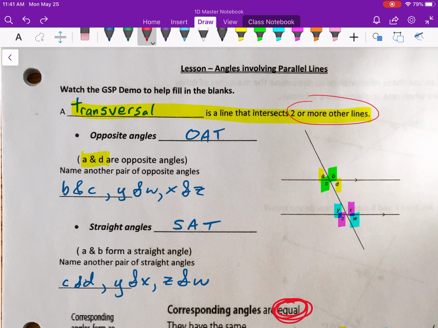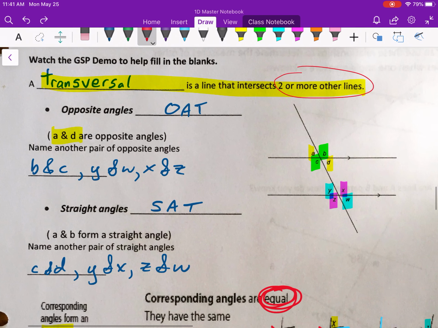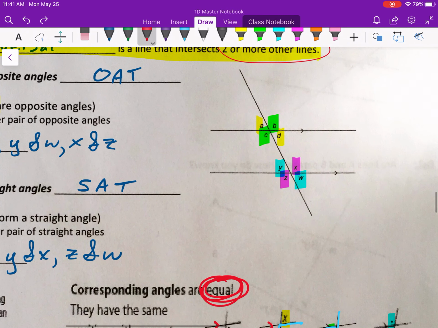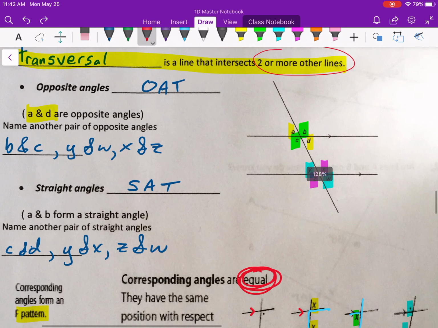Remember, opposite angles are just OAT for short. These two lines are parallel, so I'm going to jump ahead. I know these two lines are parallel because they look parallel. In other words, they look like they never touch, but also I'm being told they're parallel because you see these arrows on here I'm highlighting in red. The arrows like that are a way of telling me that these two lines are parallel. So these are two parallel lines being cut across by a transversal.